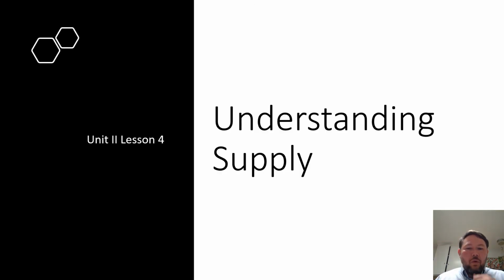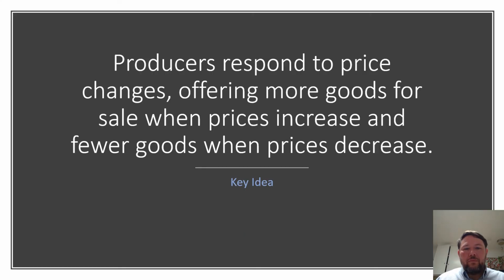All right, so lesson 4 is about understanding the basics of supply, just like we started with the basics of demand before we started to add some extra things to it. Producers respond to price changes, offering more goods for sale when prices increase and fewer goods when prices decrease. An excellent example of this, the key idea for lesson 4, is coffee.